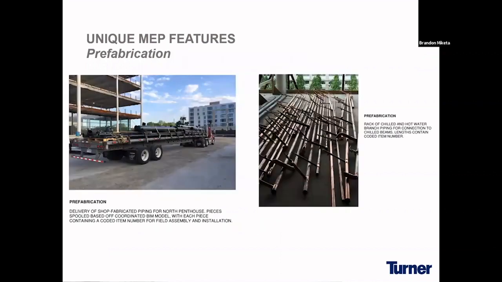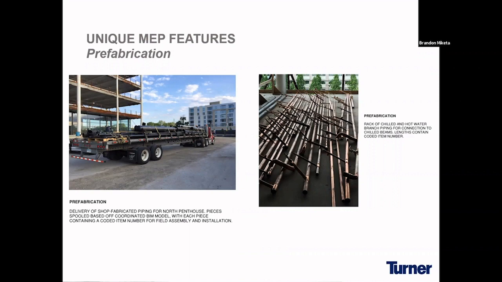And the next two photos here, on the left-hand side, show prefabricated pipe for the north penthouse that was spooled and created off of our BIM coordination model. So what happens is the detailers from their 3D model send this to a machine that will actually fabricate this material and cut it exactly as the model shows, and all products will come out labeled individually. It's coded with an item number for the field assembly and installation.